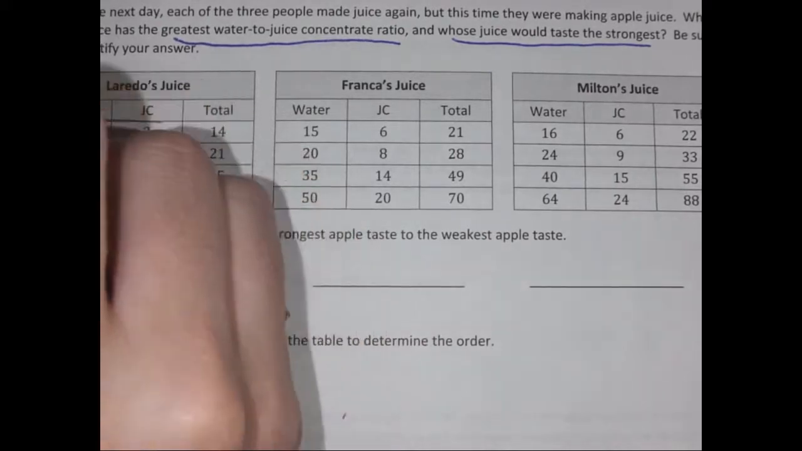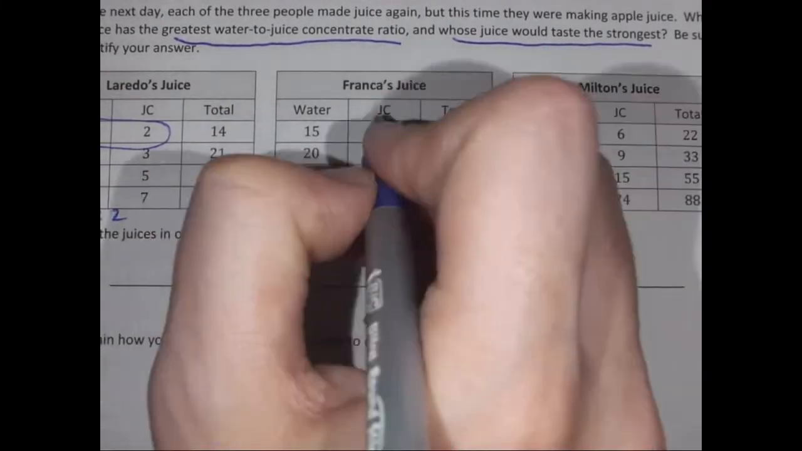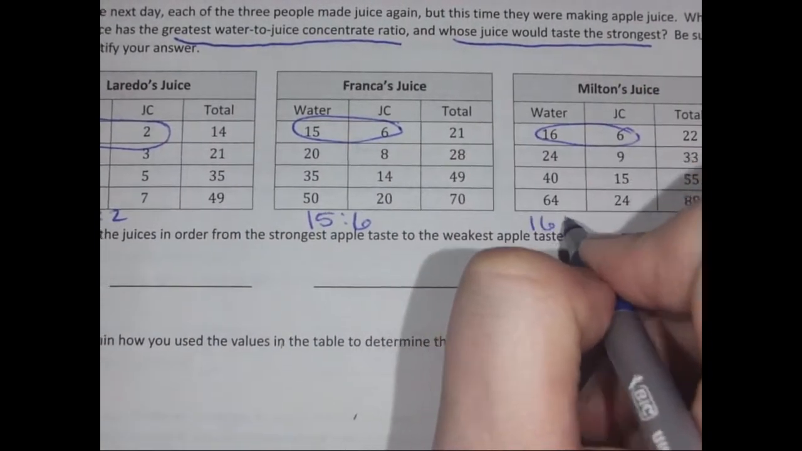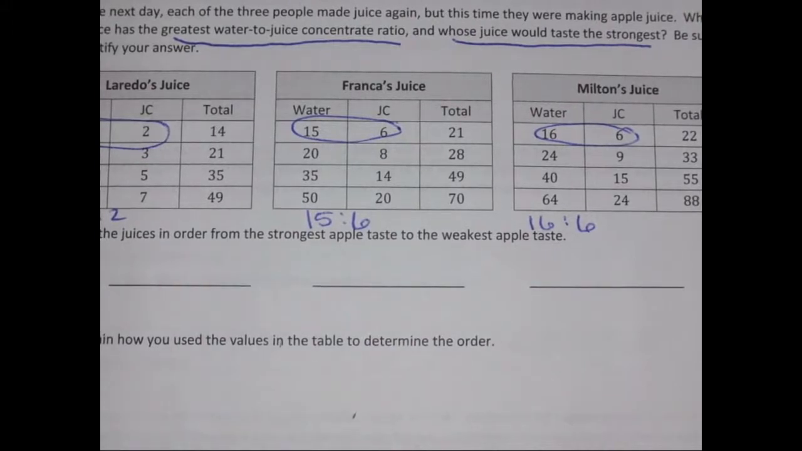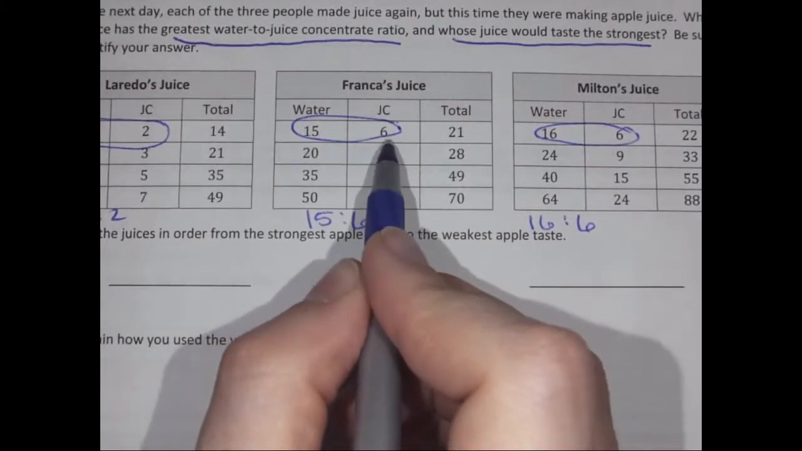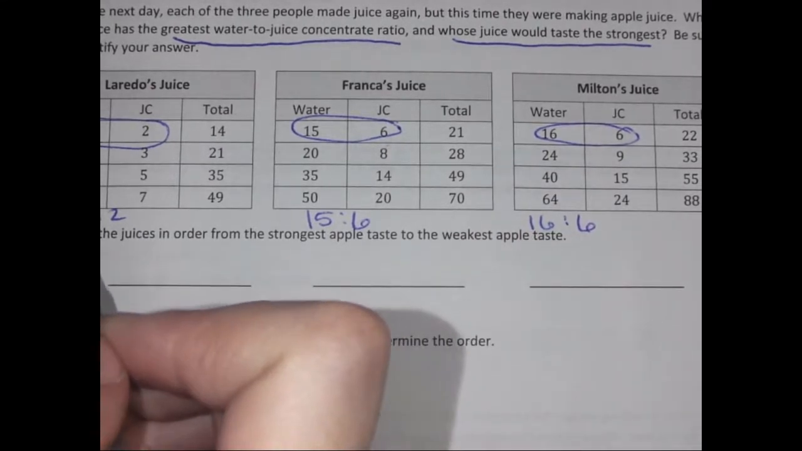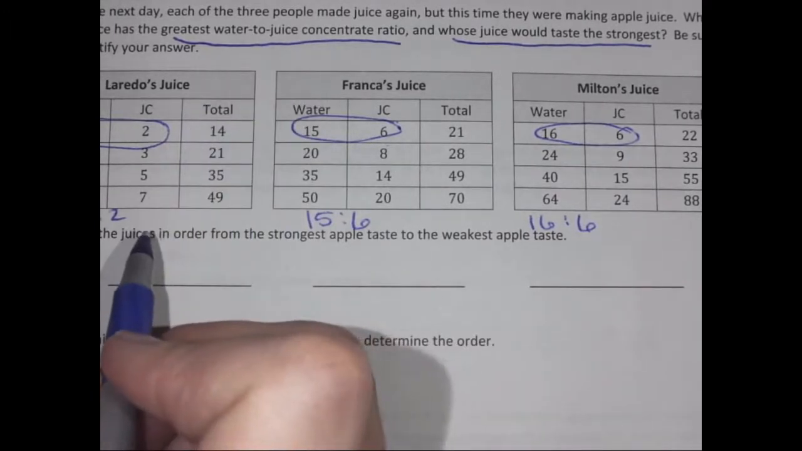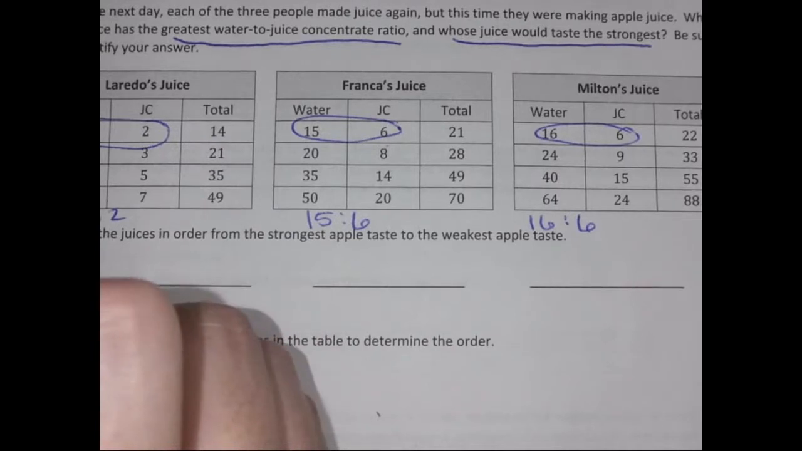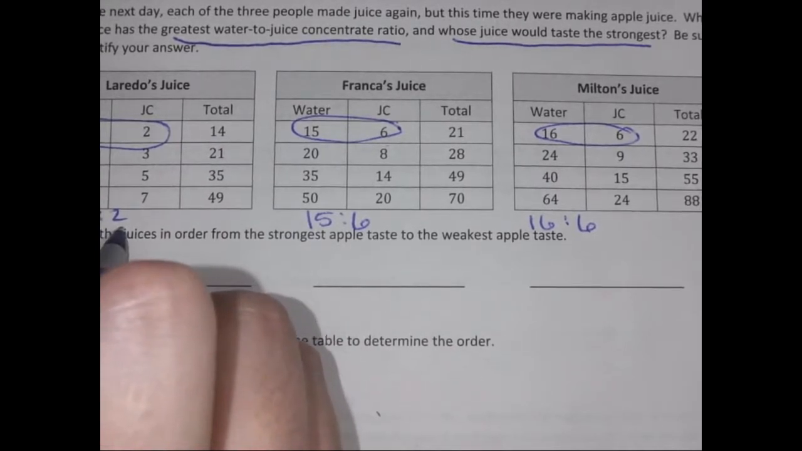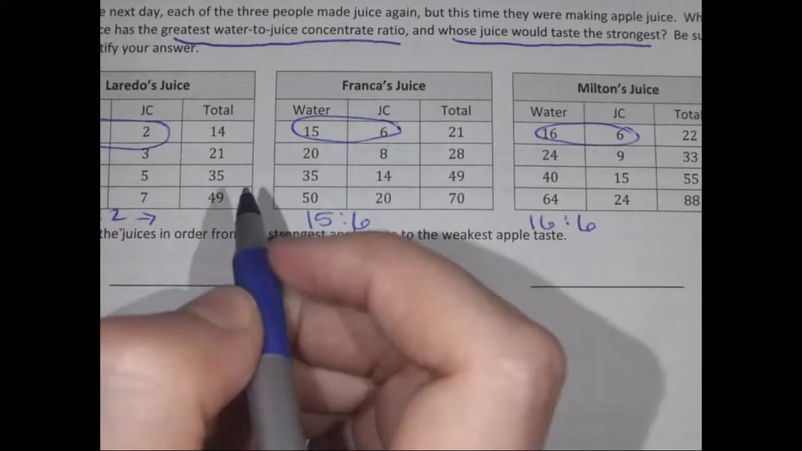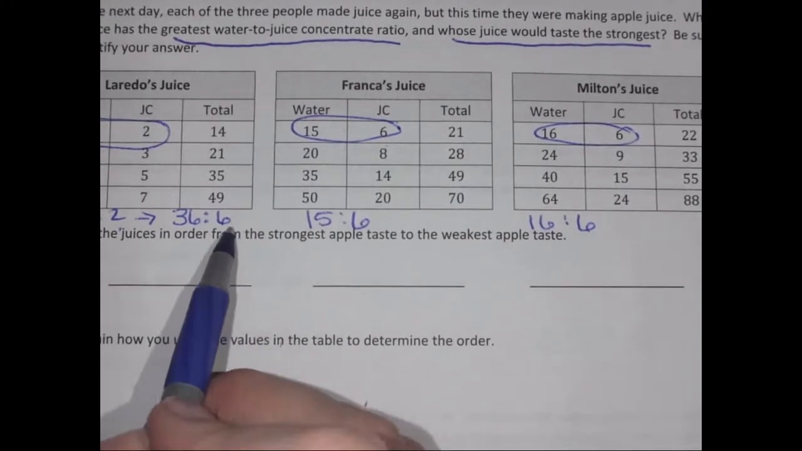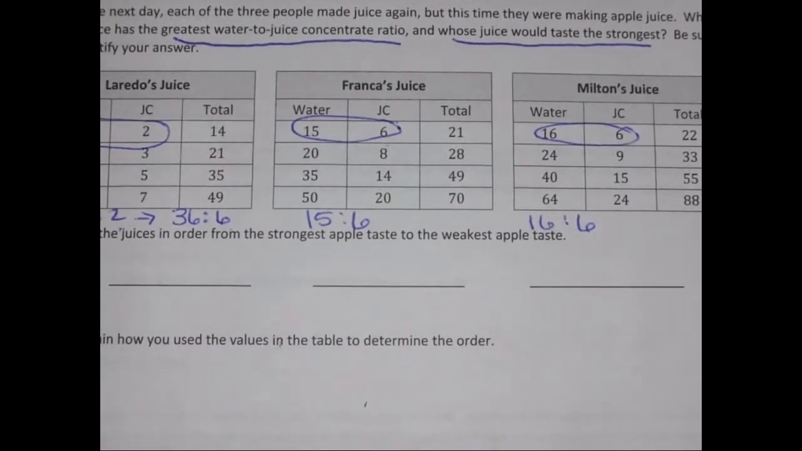Okay, she wrote the first ratio for each one, right? 12 to 2, 15 to 6, and 16 to 6. Then what? Yeah, so we scaled this ratio up or down? Up to 36 to 6 by multiplying by 3. Now can we compare each of these ratios? Absolutely.